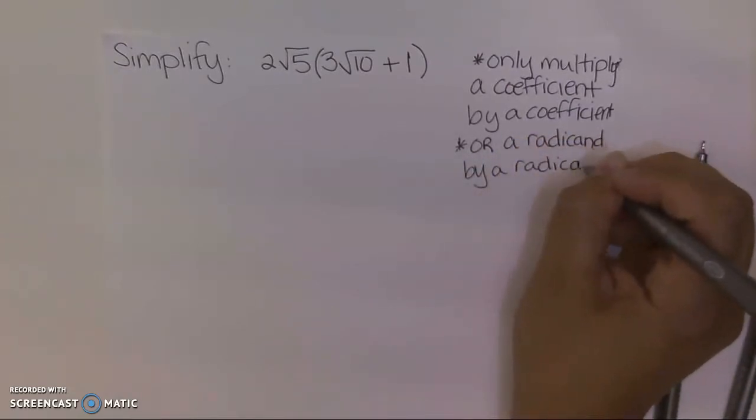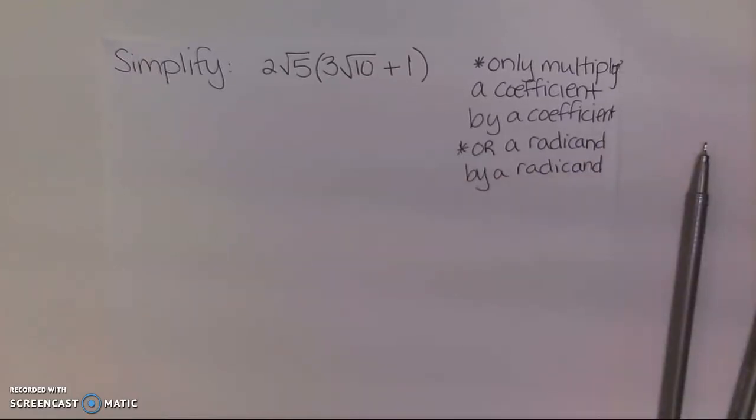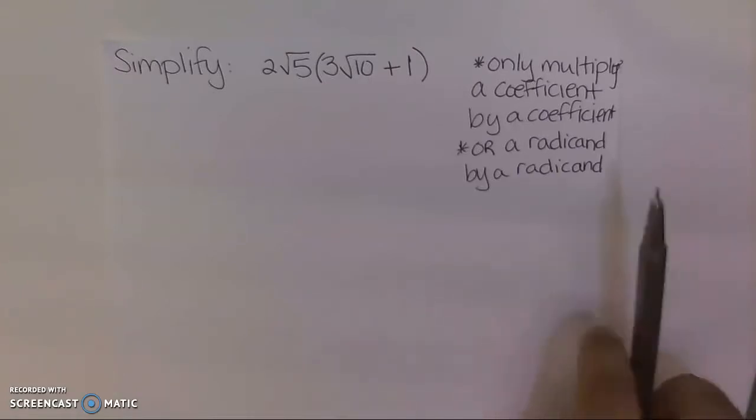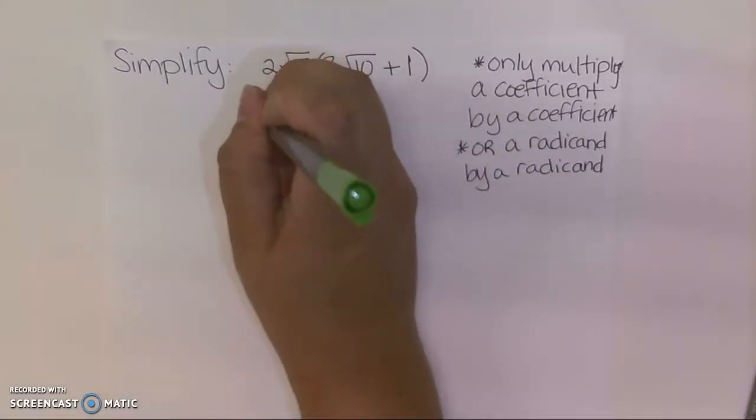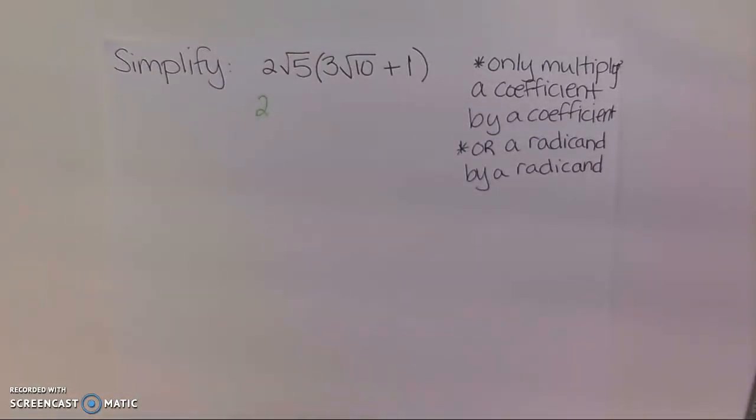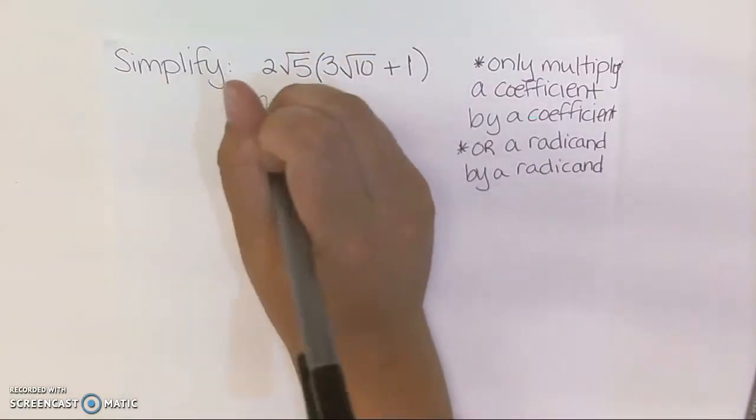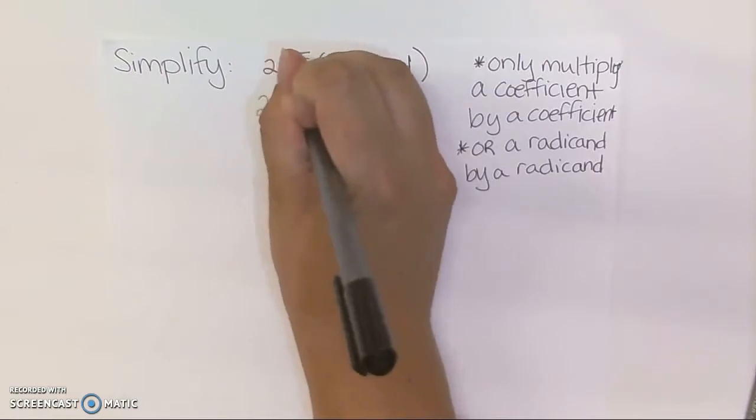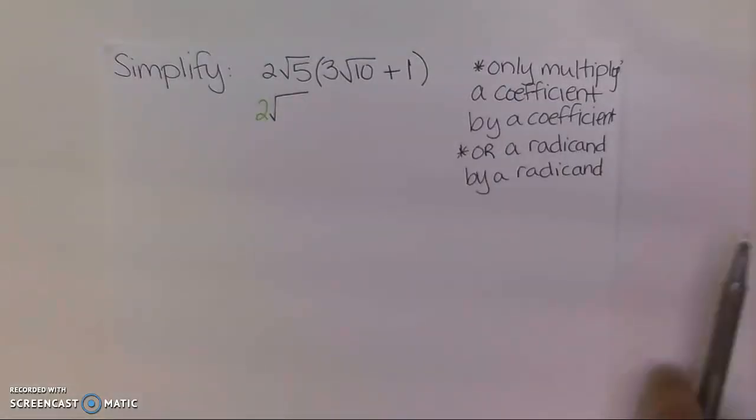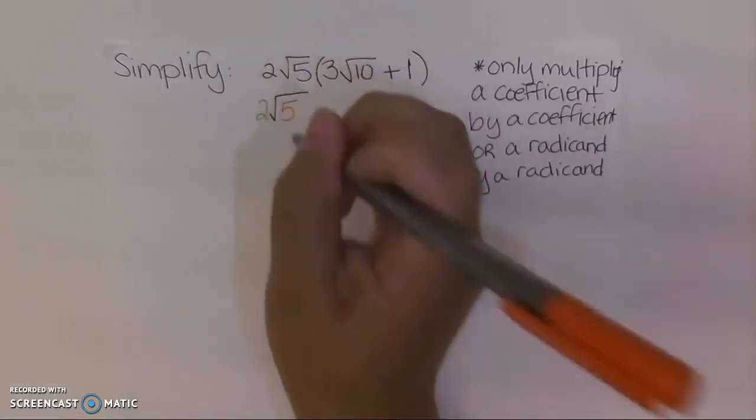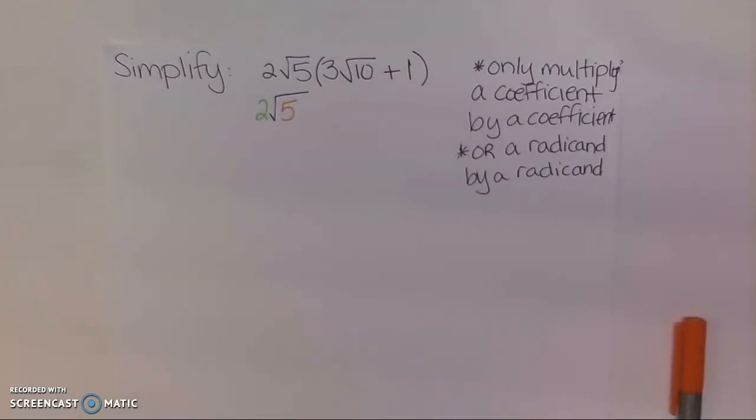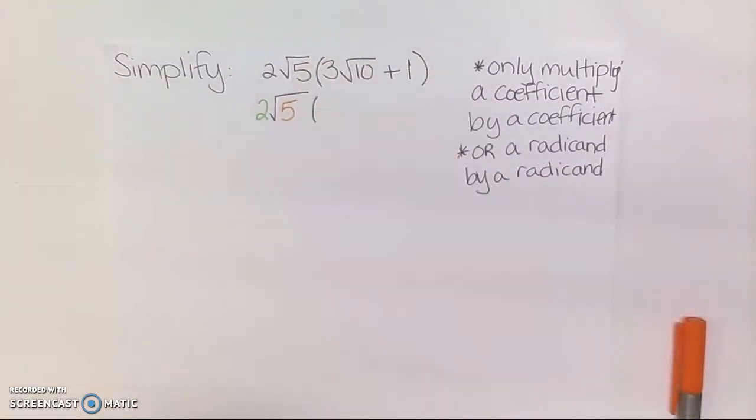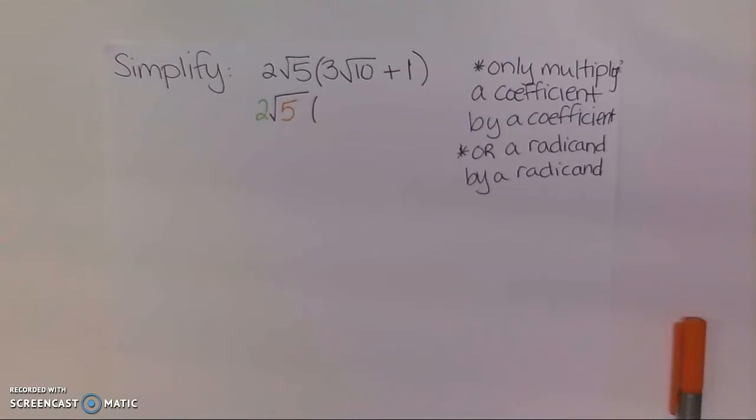So what I'm going to do right now is rewrite this problem, and I'm going to use a different color for radicands and coefficients. So 2 is a coefficient, it's the guy out front, so I'm going to use green for that. And 5 is a radicand, so I'm going to use orange for radicands, okay? And then anything that's not a radicand or a coefficient is going to remain in black.